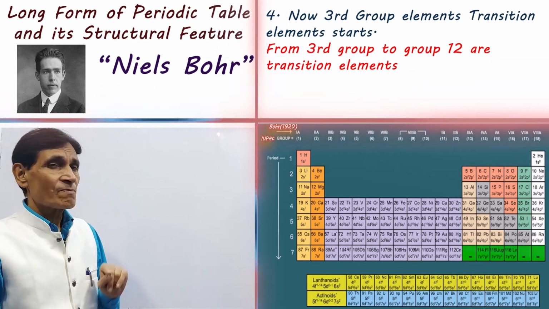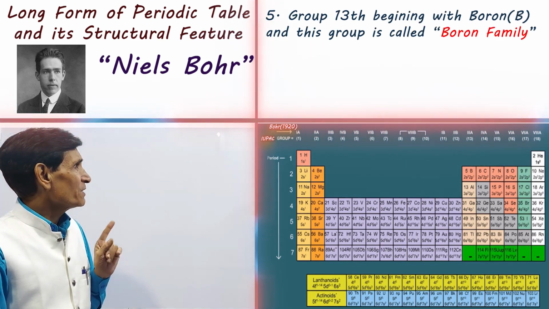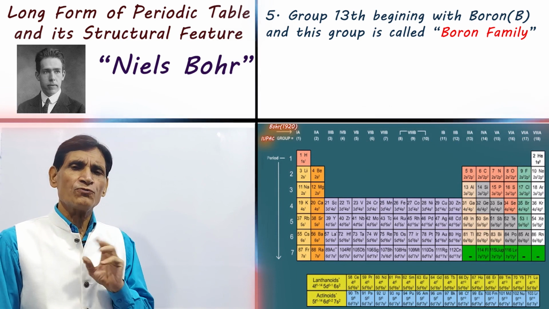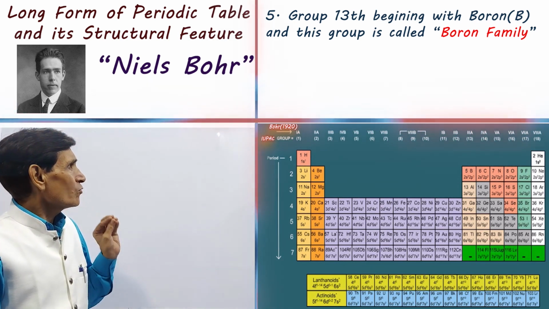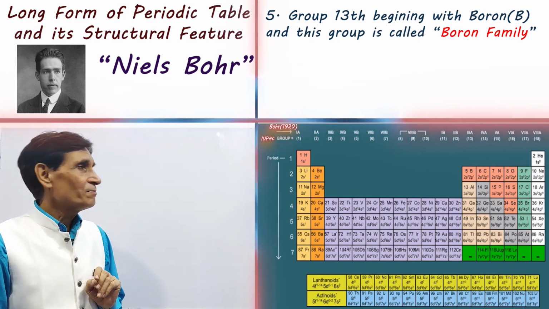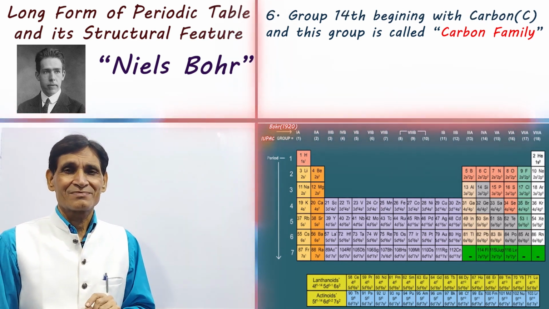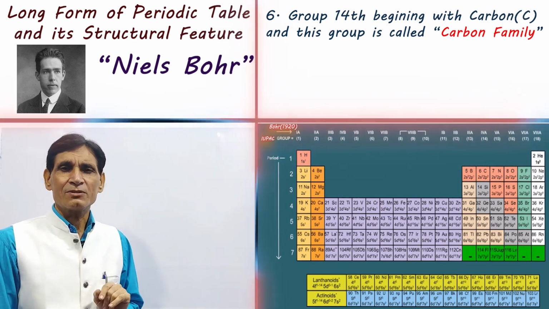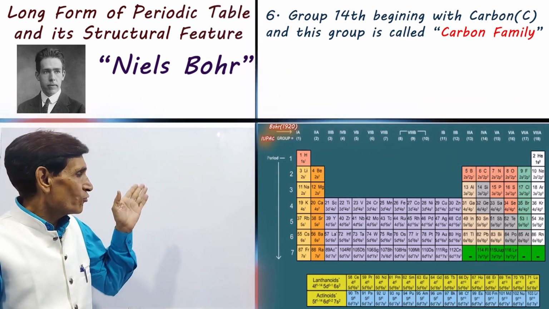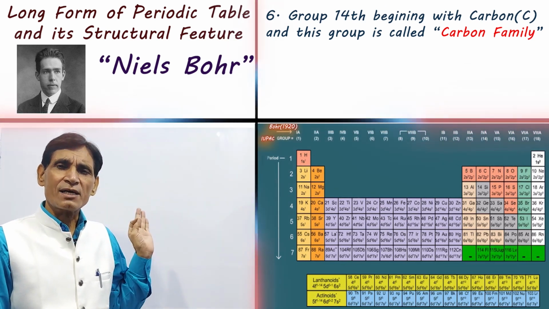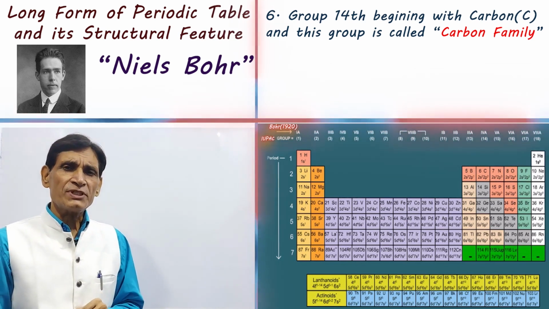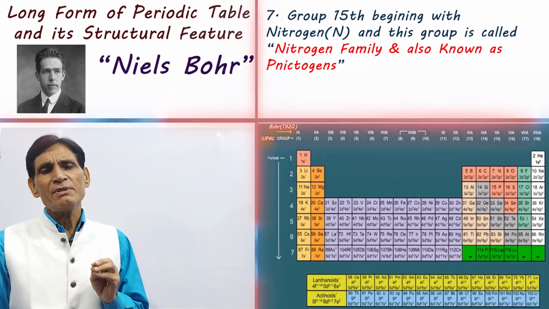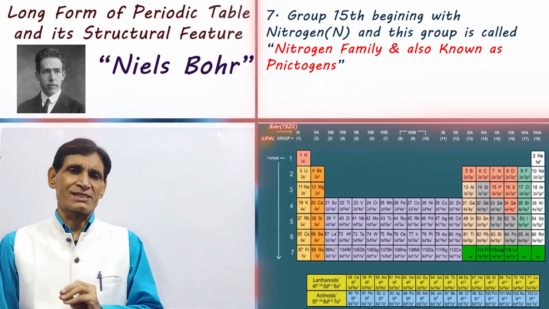Now, group 13 elements begin with boron. Group 13 elements are called the boron family. Group 14 begins with carbon, and this group is the carbon family. Group 14 elements are known as the carbon family. Group 15 begins with nitrogen, the nitrogen family. These elements are also known as pnictogens.